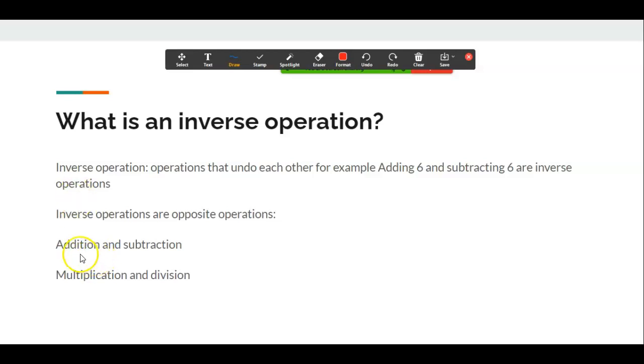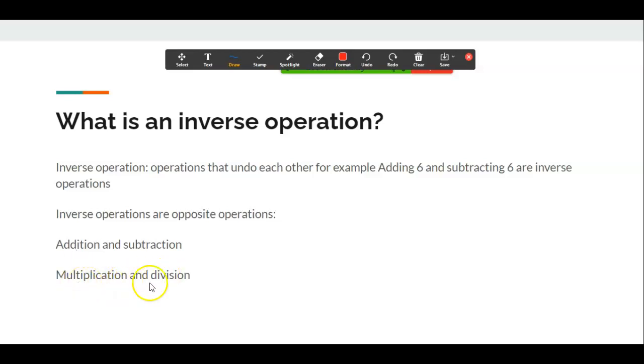So for instance, addition and subtraction are inverse operations. So if you do an addition problem, 28 plus 37, and you get an answer to that, you know that you can use subtraction to check and see if your addition is correct. Same thing if you have a subtraction problem. If I do 28 minus 17, and then I get an answer and I add that back to 17, then I'm checking my subtraction problem with addition.